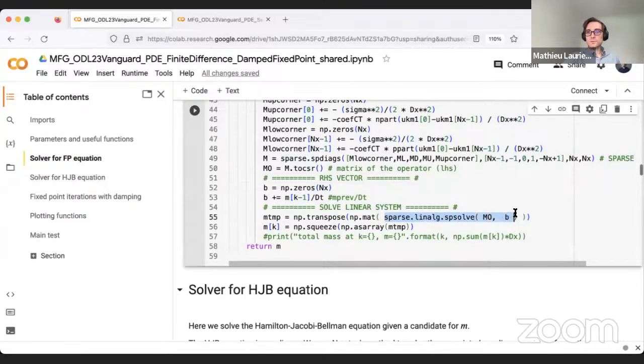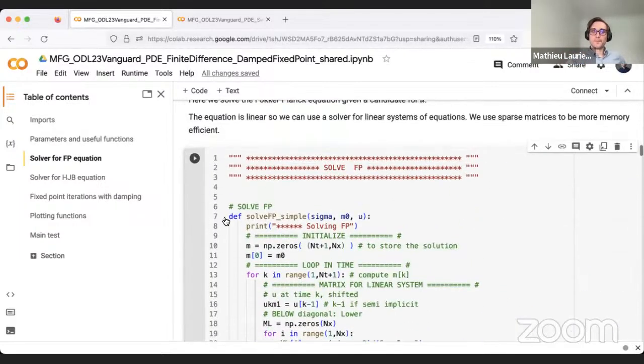Here again, I use sparse matrices, so I rely on this method. It's one possible choice. There are many ways to improve that, but one choice here is this one. So you solve a linear system, which gives you m at the time step k, and then you iterate. This k is not the k of iteration of the meta algorithm. It's just for the time step.